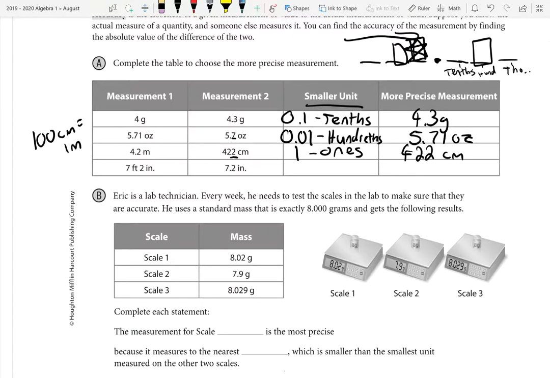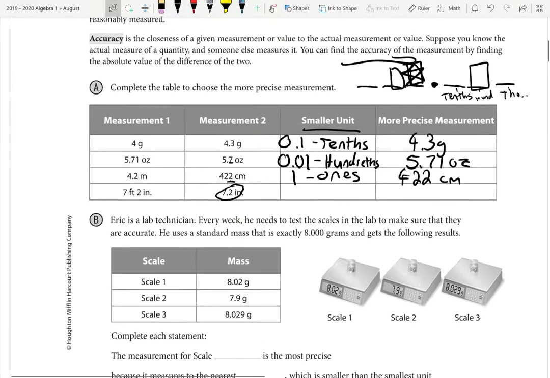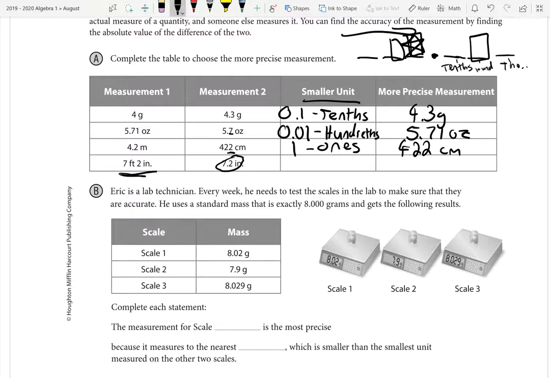All right, and then the last one we have is 7 feet 2 inches and then 7.2 inches. So again, it's a little bit deceiving because this one is strictly inches, whereas this one's kind of in feet, and then inches. So how many inches really is 7 feet 2 inches? Well, remember, there's 12 inches in a foot, so 12 times 7, and then add the 2 extra inches to it. So 12 times 7 is 84. So 84 inches plus 2 inches. This is really 86 inches here, whereas this is 7.2.